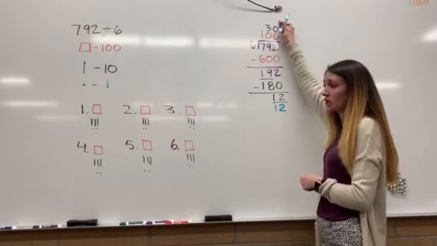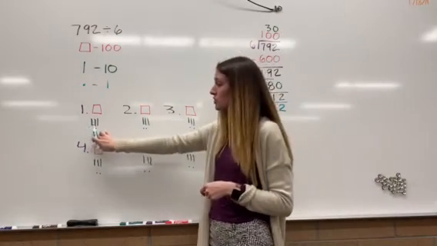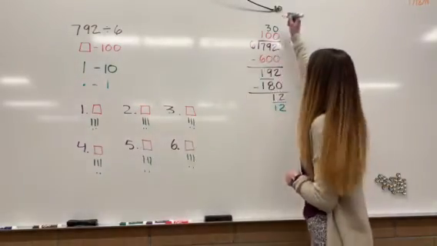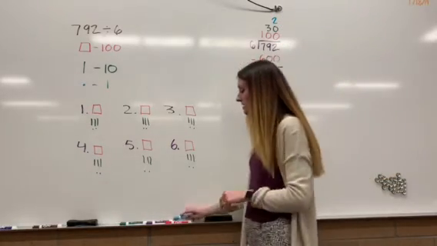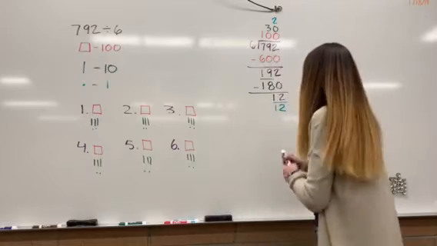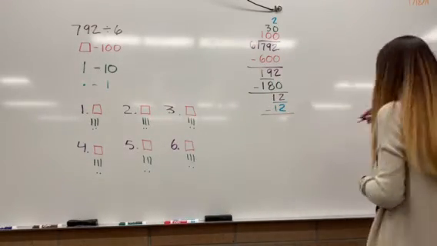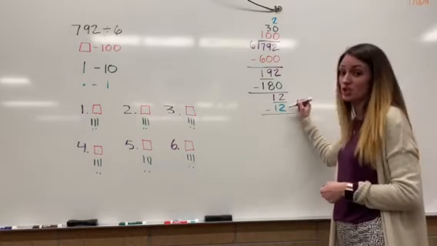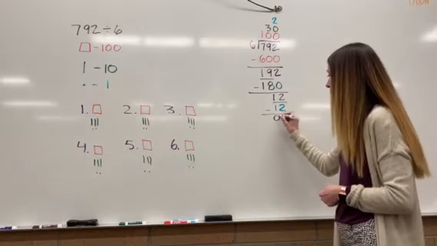Up here, I look at my one single group. I've used 2 in one single group. That goes up here. And now I need to minus to see if I have anything left to work with. 2 minus 2 is 0. 10 minus 10 is 0.